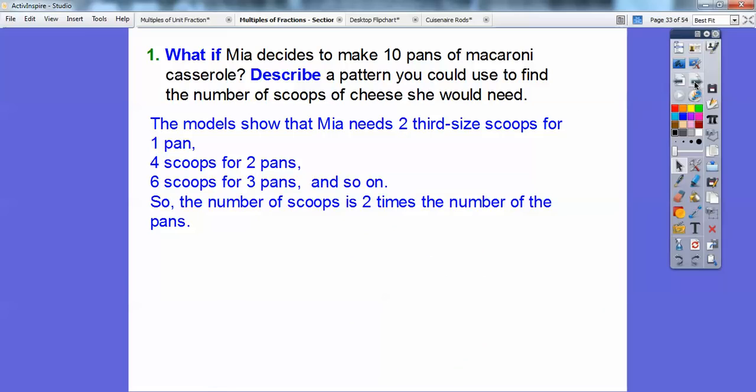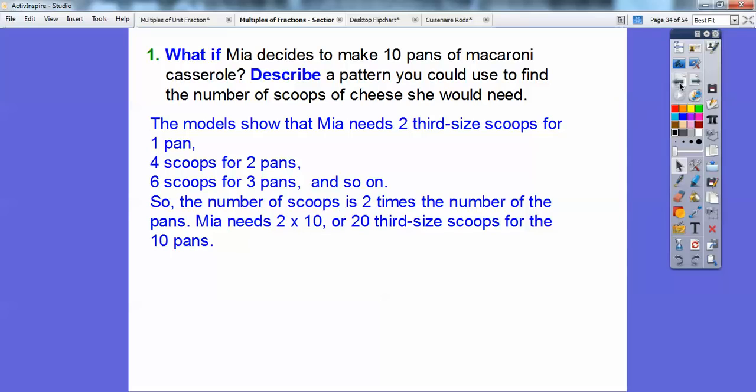So the number of scoops is 2 times the number of pans because it's 2/3 of a scoop right there. Okay, so there's 2 scoops in each pan. So if we just multiply this number times 2, that'll tell me how many scoops she's going to need. So she's going to need 20 of the third size scoops, 10 times 2 or 2 times 10 for the 10 pans right there. Okay, does that make sense? They keep doubling, doubling, doubling right there.